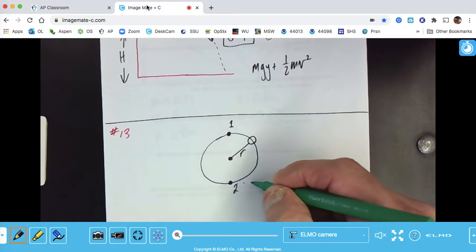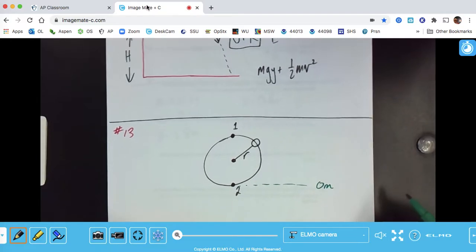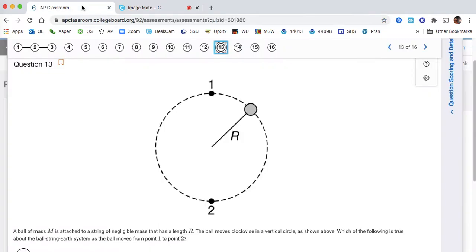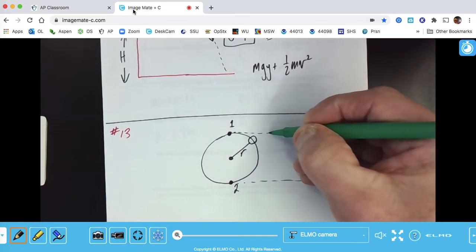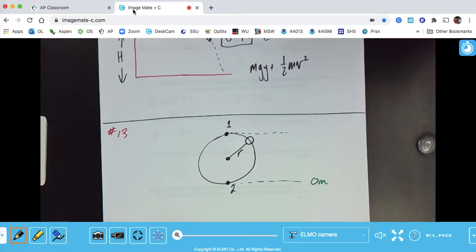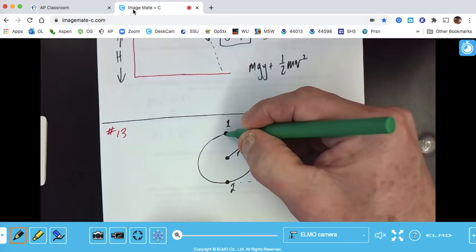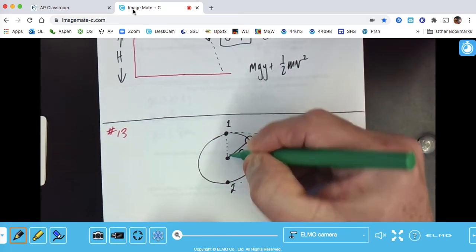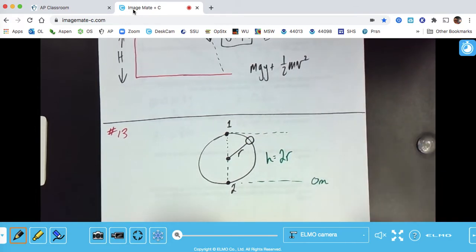Let's call this 0. We'll call that 0 meters. I don't think we have a number for R. We just have R, right? Let me double check that. No, that's okay. So up here, the ball is higher, right? How much higher? Do you agree with me? The height up here is 2R. 1R, 2R. The height is 2R.